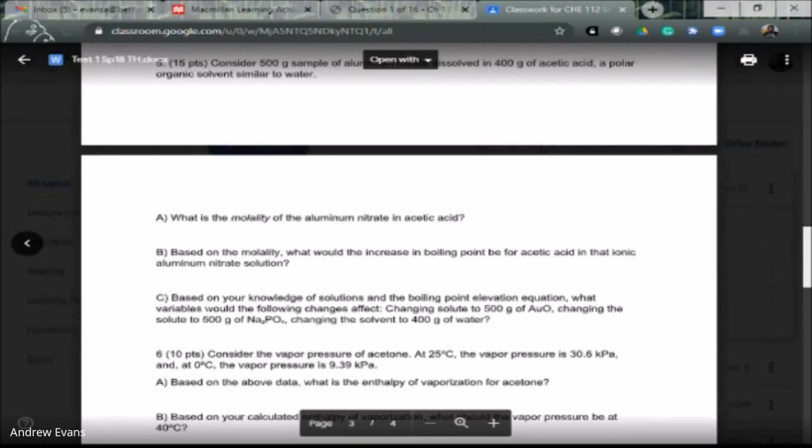And the last one is changing the solvent from acetic acid to 400 grams of water. How would that have changed things? Well, what's that going to change? That's going to change the boiling point elevation value, the KB. And because the KB changed, the boiling point would either go up or down comparing the two boiling point elevations. So that's how that would have changed it.